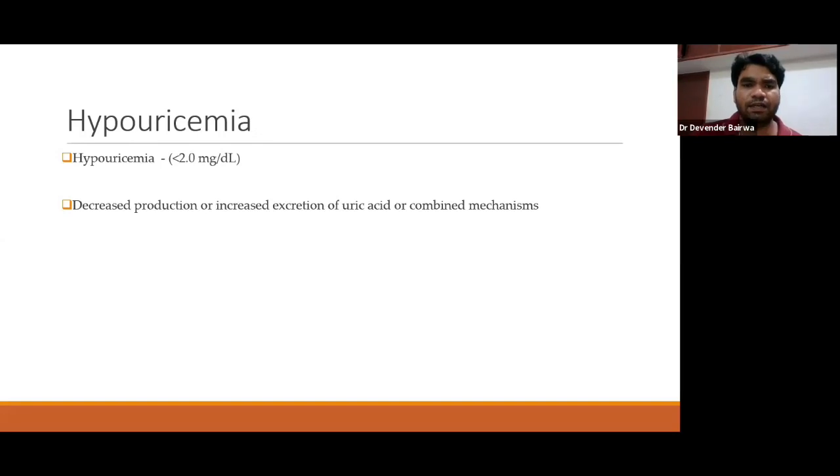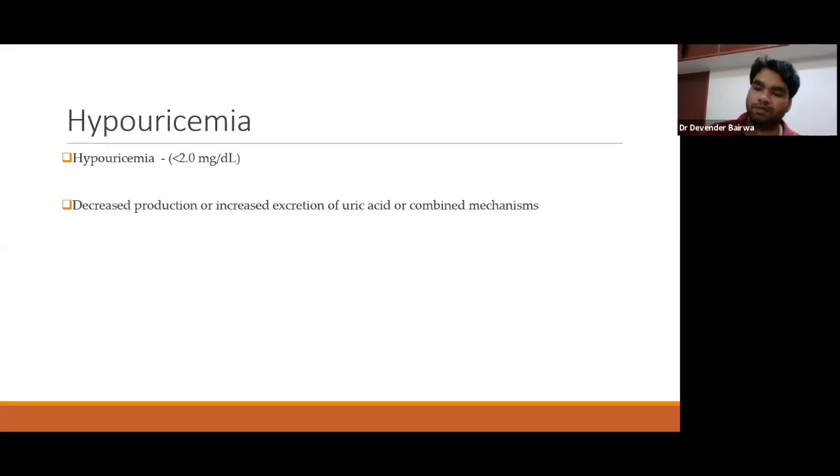So generally, it has no major clinical impact, and this can be because of decreased production or increased excretion of uric acid, or a combined mechanism. So what can happen? There can be some defect in genetic enzymes involved in the production of uric acid, or there can be some kind of polymorphism in the kidney transporters that handle uric acid.